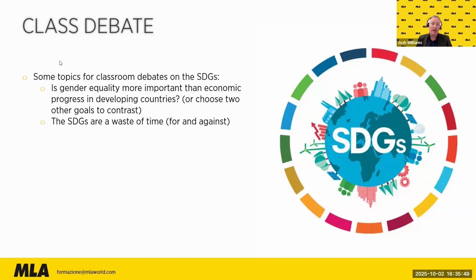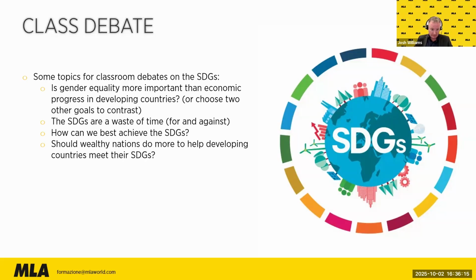One you could say, it's a bit blunt, but the SDGs are a waste of time. So for and against. Sometimes these debates, in British countries, they say, the argument for, the argument against one statement. How could we best achieve the SDGs, or maybe one in particular? Should wealthy nations do more to help developing countries meet the SDGs? Obviously, a lot of these things have been met in developed countries, whereas in developing countries, there's more of a challenge, right? As we saw in the video.